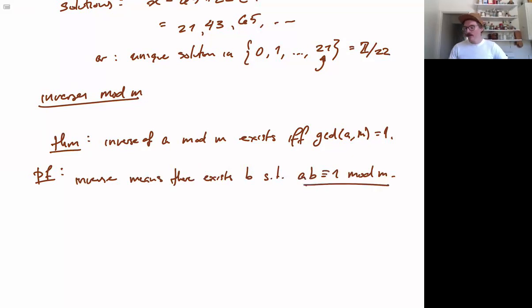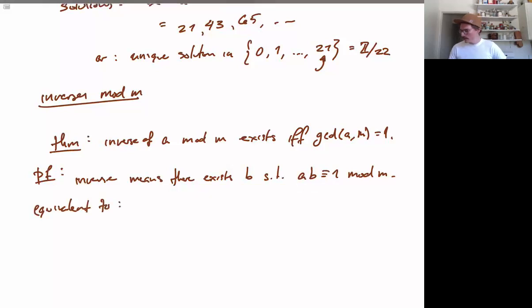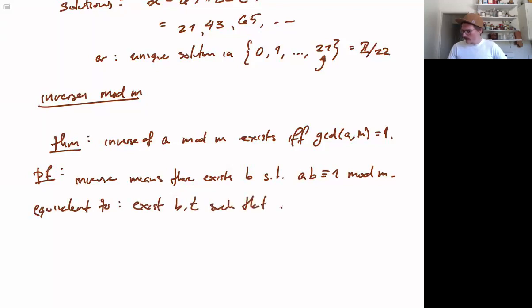And then let's unwind what this congruence means. We have a couple ways of describing it, but here is one. This whole statement is equivalent to saying there exists B and some integer t such that AB is equal to 1 plus t times m. That's one way of unwinding this congruence. It just means that AB is equal to 1 plus some multiple of m.